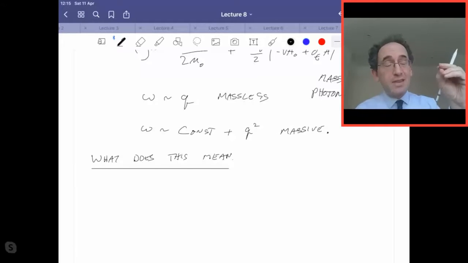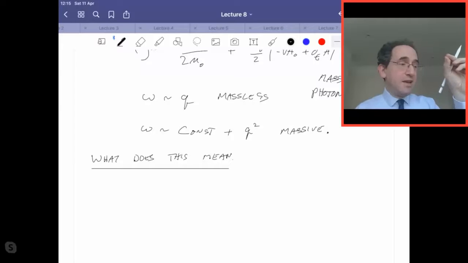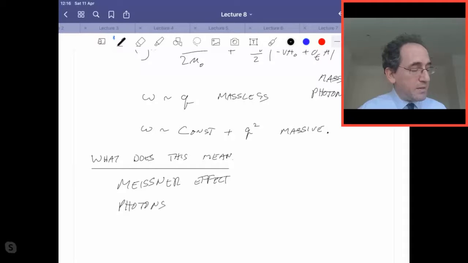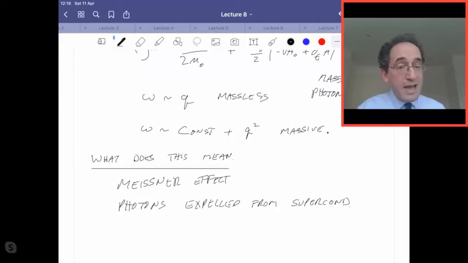Even if it's a long wavelength, low energy photon, it goes up this hill because energy is finite in the superconductor, and then it's reflected back out because it has finite energy and it can't go into the superconductor because there's a gap. There's a mass gap to getting the photon into the superconductor. What this means is exactly the Meissner effect. Photons are expelled from the superconductor due to their energy, due to their mass.